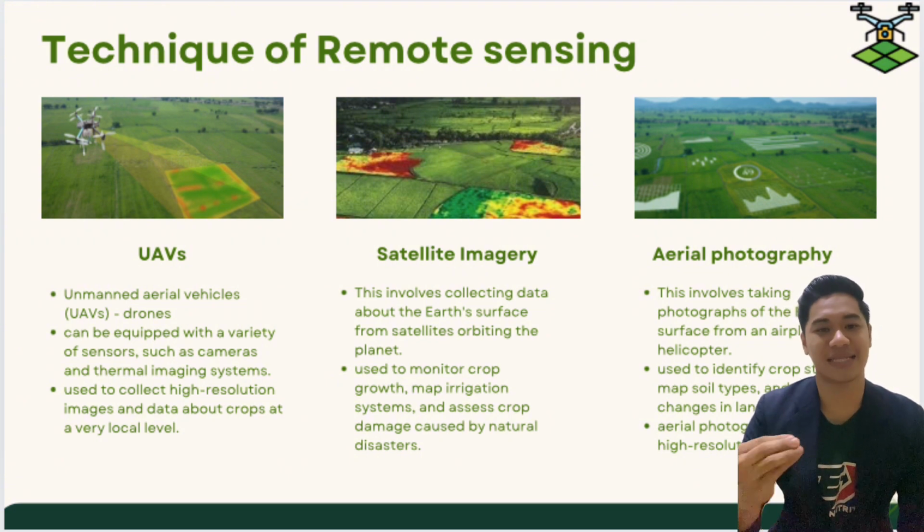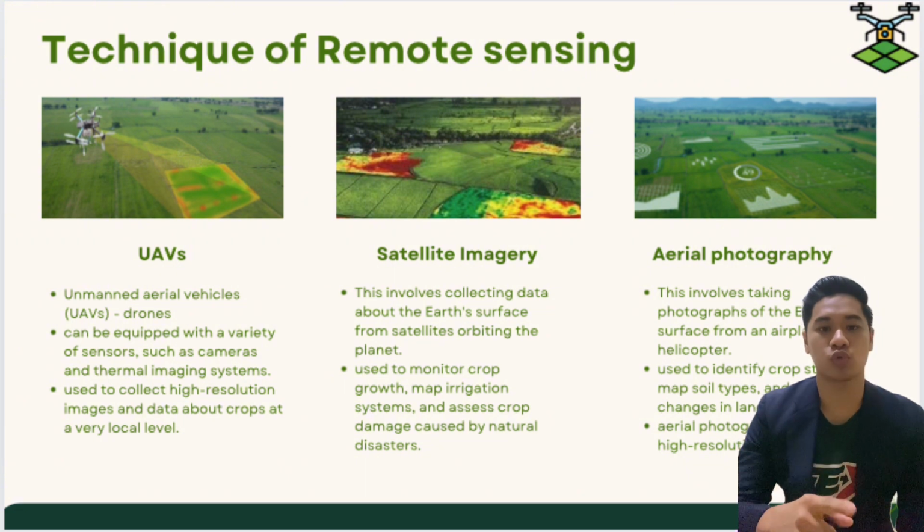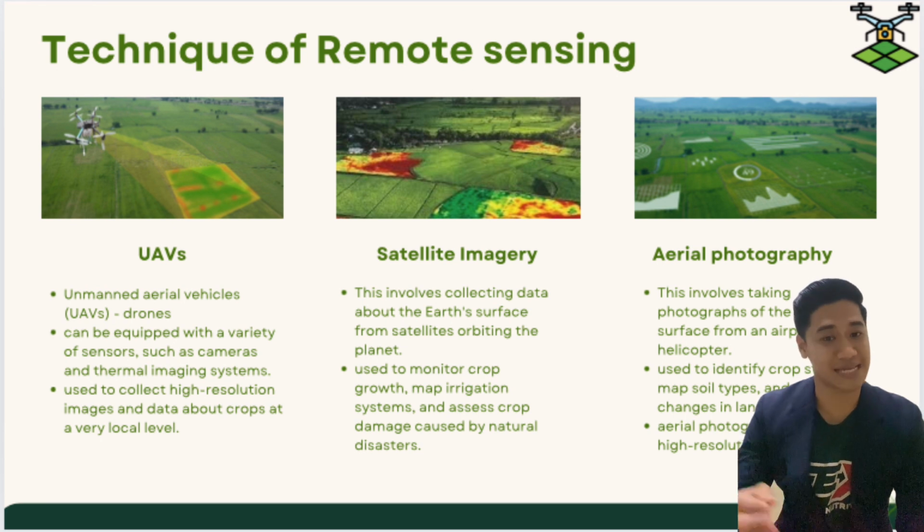Second, we have satellite imagery. This involves collecting data about the Earth's surface from satellites orbiting the planet, used to monitor crop growth, map irrigation systems, and assess crop damage caused by natural disasters.